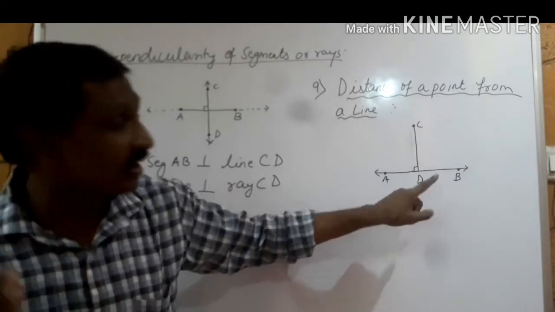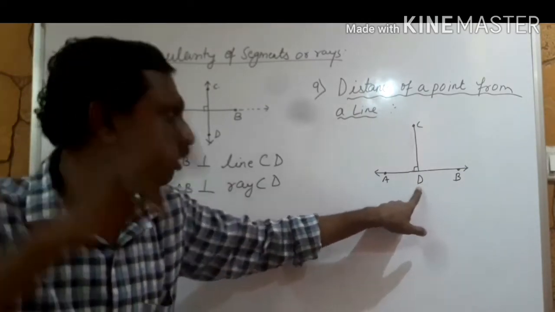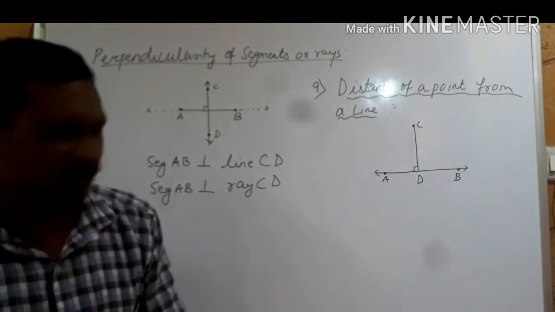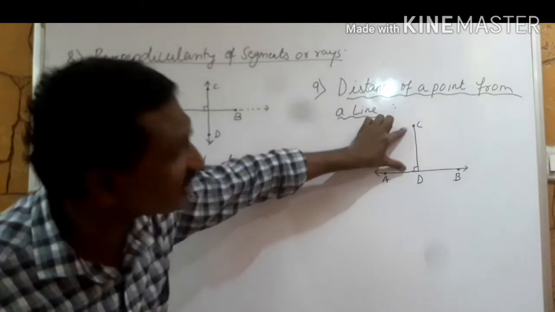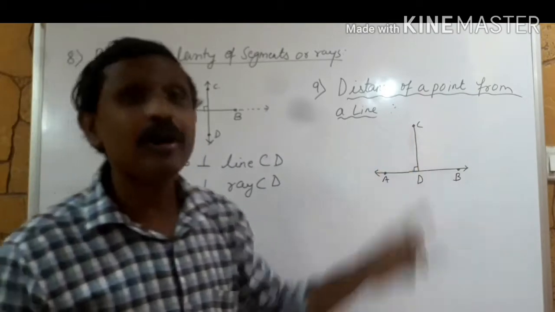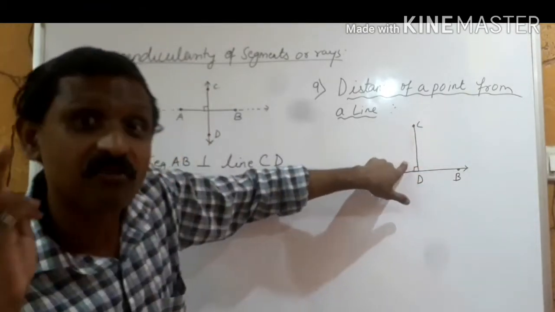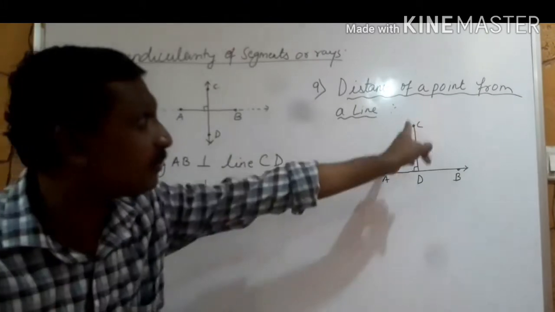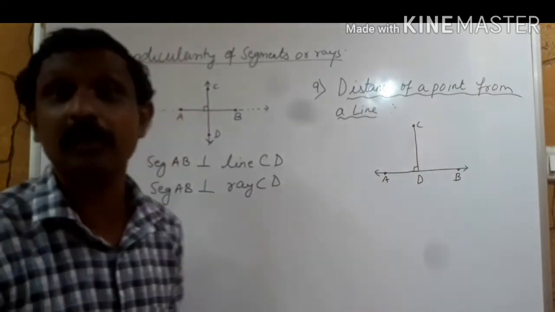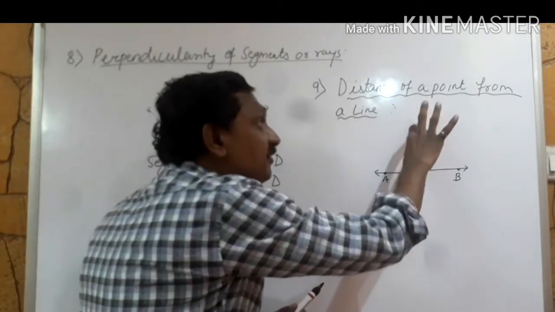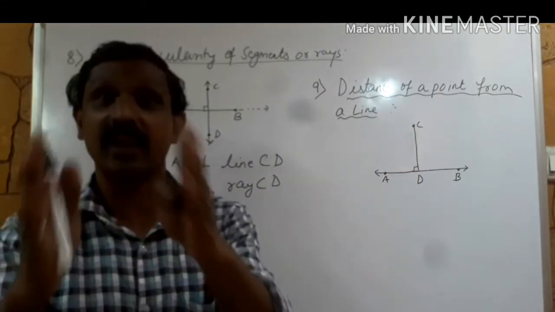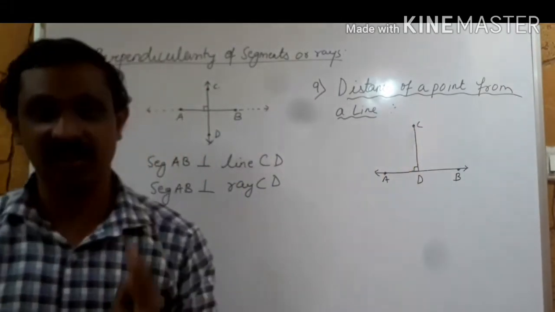The point D is called the foot of the perpendicular. If this length of CD is equal to A, then point C is at a distance of A from AB. If this length is A, then point C is at a distance of A from line AB.